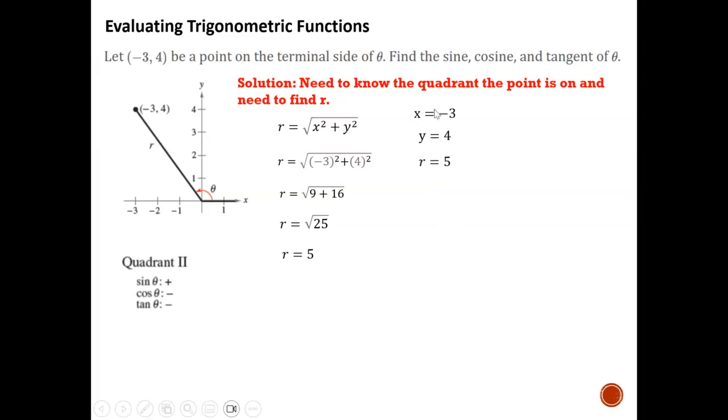So I have all 3 components, my x, my y, and my r. The sine is y over r, so it will be 4 over 5. My cosine is x over r, which gives us negative 3 over 5. And my tangent is y over x, which gives us negative 4 over 3. Right? And again, in quadrant 2, my sine is positive, my cosine is negative, and my tangent is negative.